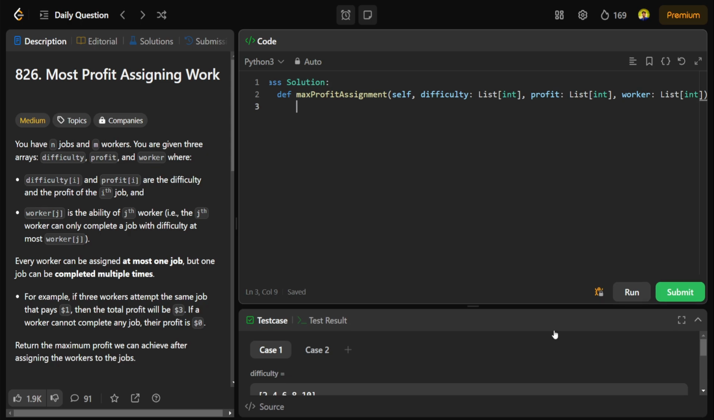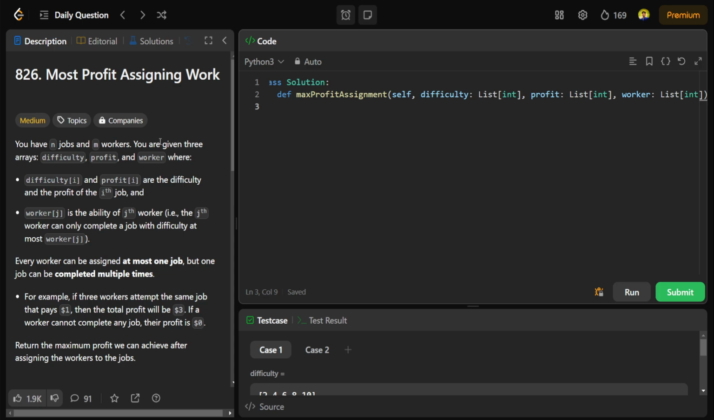Hey everyone, today we're gonna be doing a LeetCode question, which is to find most profit assigning work. In this question we are given some jobs and worker arrays. There are total three arrays given to us: difficulty, profit and worker array.